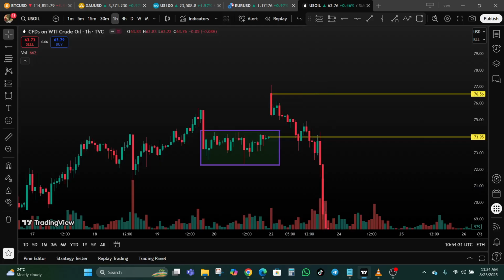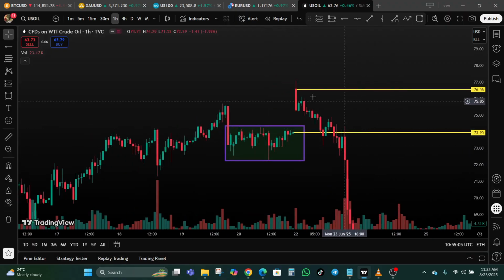Now, the third element is classification. All right, it's important to distinguish a breakaway gap from other types of gaps. For example, exhaustion gaps happen near the end of a trend, while runaway gaps appear in the middle of strong moves. A breakaway gap happens at the start of a trend and usually marks a major shift in market direction. All right, so in as much as this might not be a perfect example, I just needed to find a gap to explain the concept for you properly.